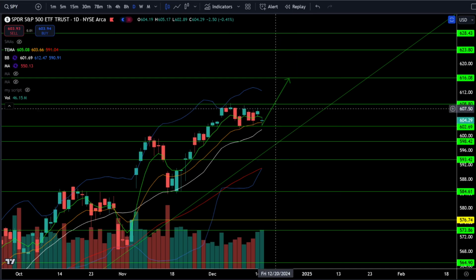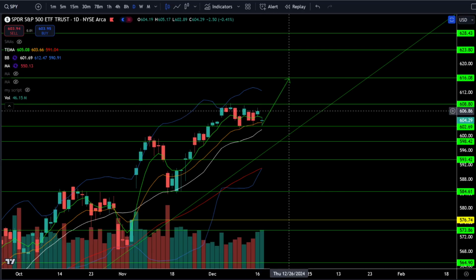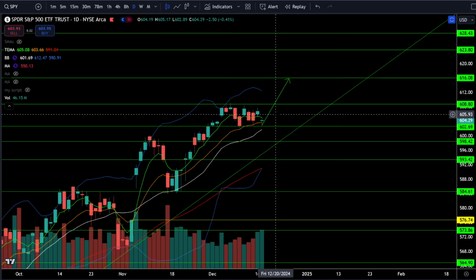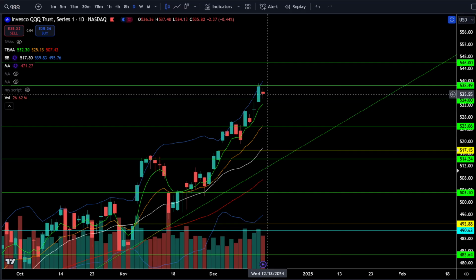You have the range you need to watch. You can trade within this range just in case we don't break out of it. You can still get some day trades off. But if you're swing trading, keep going with the direction of the trend, and it is a bull trend until it is not.